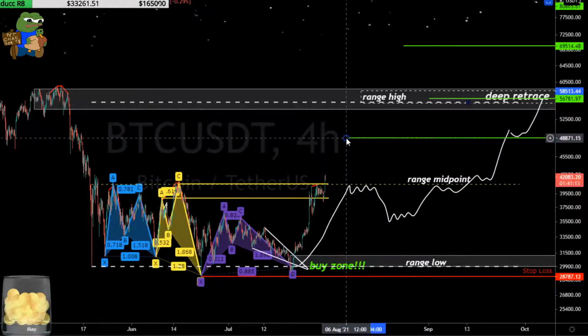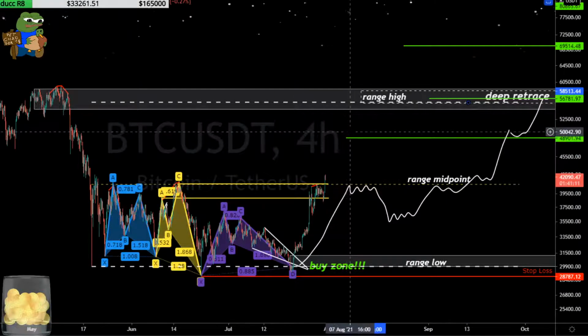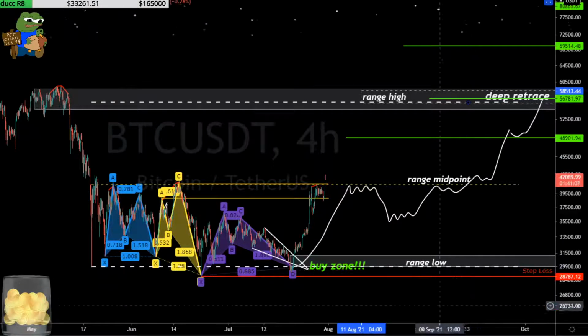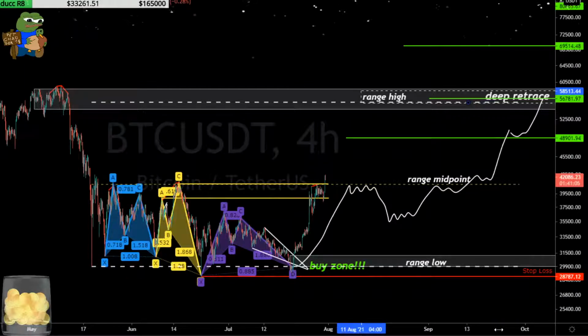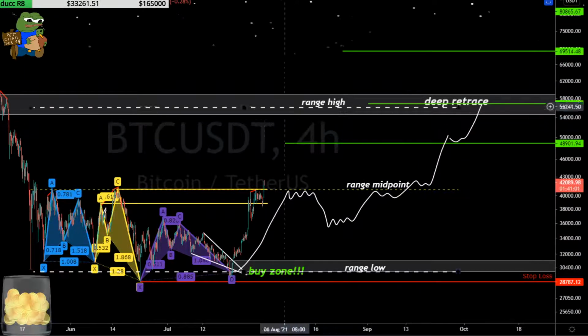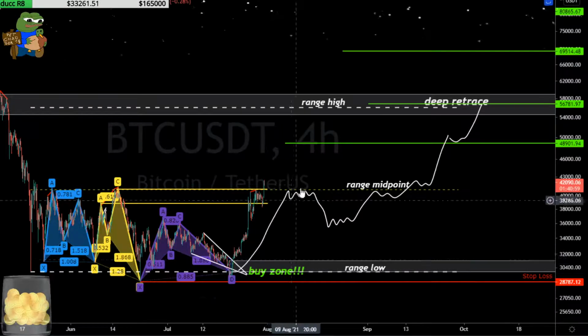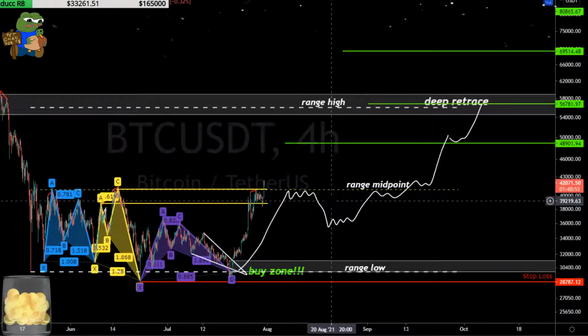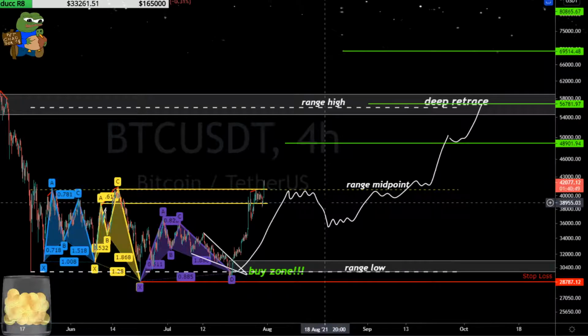48.9 here in the middle. This is just kind of the next area of interest, but it's nothing too crazy to worry about. Okay, so that's how we end up possibly doing this. So we just create a new massive range here, and the new range high becomes 55, 56K. So let's see what happens there.